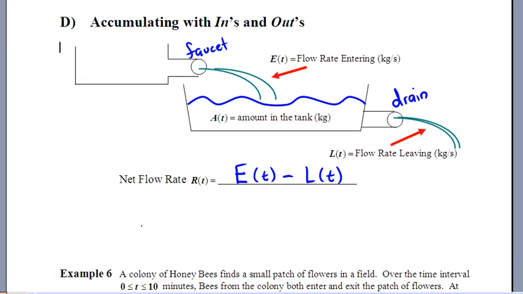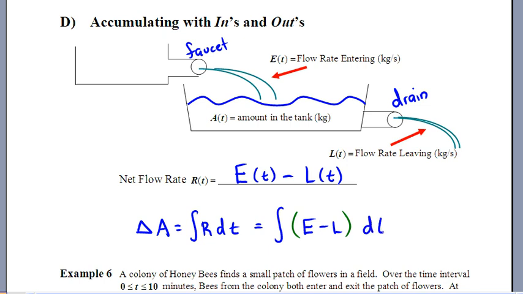And if you want to find changes in amount, well, normally I would say, hey, just integrate the rate, dt. Well, here we're going to have to integrate this competition between entering and leaving, right? You have to do that subtraction to see whether we're actually having a positive or negative rate overall, and we'll integrate that with respect to time.